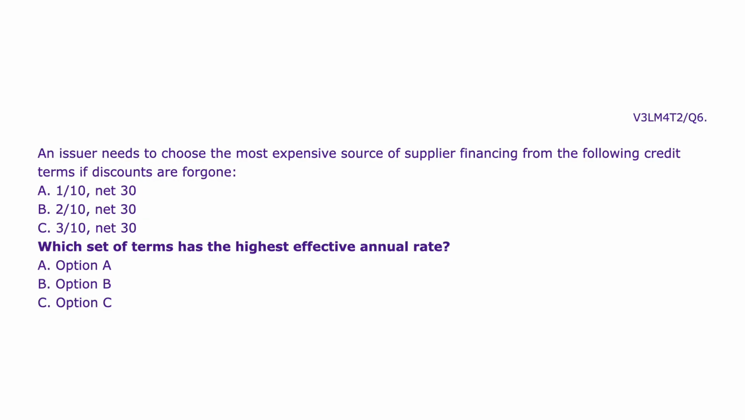An issuer needs to choose the most expensive source of supplier financing from the following credit terms if discounts are foregone. A. 1/10 net 30. B. 2/10 net 30. C. 3/10 net 30. Which set of terms has the highest effective annual rate? A. Option A. B. Option B. C. Option C.